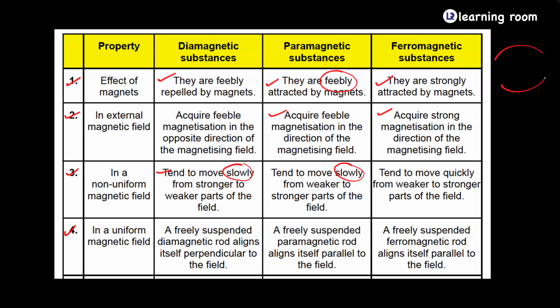So a freely suspended diamagnetic material aligns itself perpendicular to the field, because perpendicular is a weaker direction. What about this one? It aligns itself parallel. What about this one? It will also align parallelly, but this will be a faster one. I hope you are able to understand the difference between these two.